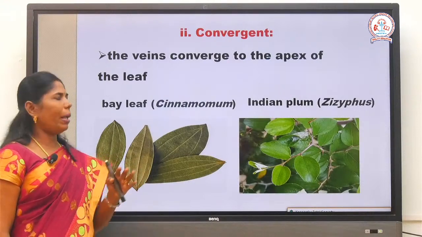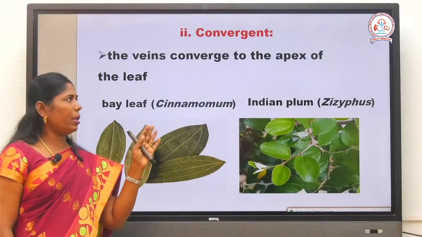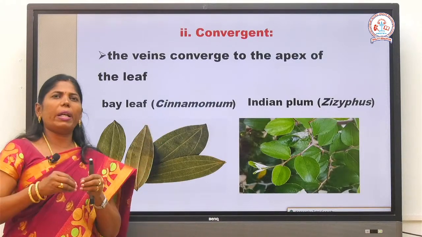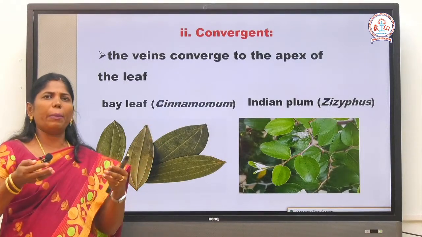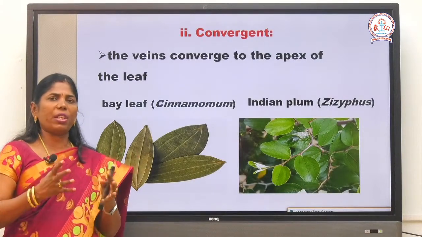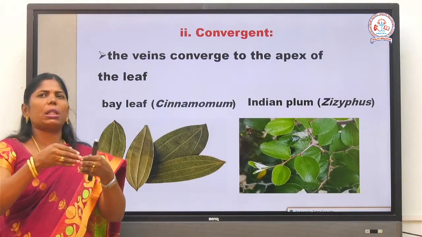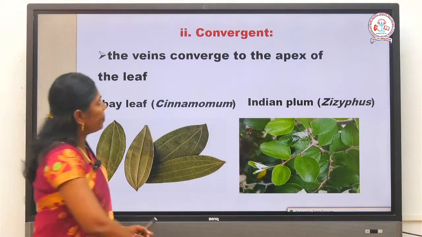So what is the main difference between divergent and convergent? In both, all the veins arise from the base of the lamina. In the divergent, they are radiating, but in the convergent, they converge at the apex of the leaf.